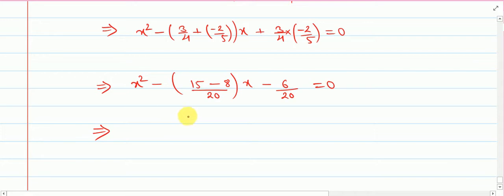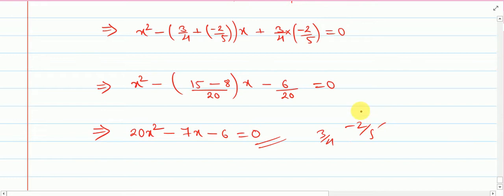Next, here you can see that in the denominator we have 20, here also 20. So I can multiply throughout by 20, and we'll get rid of this 20 in the denominator. Multiplying both sides by 20, I get 20 x square, and here when I multiply by 20, 20 20 cancel, and 15 minus 8 will be 7x, and here this 20 cancelled. So this is the required quadratic equation, which will have roots as 3 by 4 and minus 2 by 5.